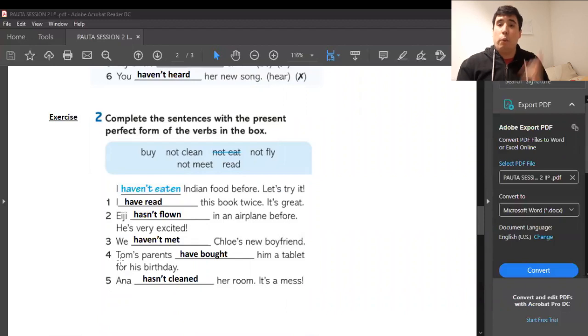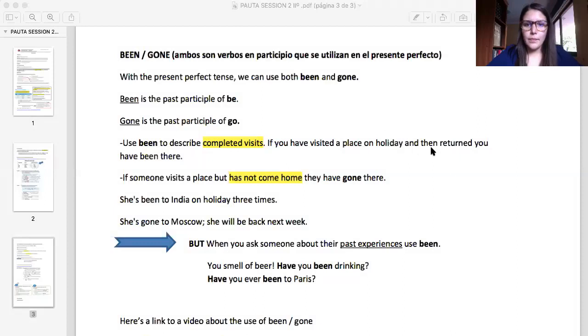Okay? Now we're going back to Miss Anita. We are going to continue with been and gone. Both are verbs in the past participle that we use in the present perfect. Been is the past participle of the verb be, and gone is the past participle of the verb go.